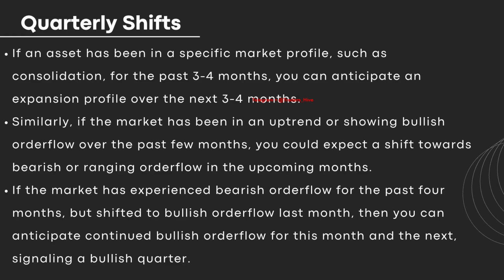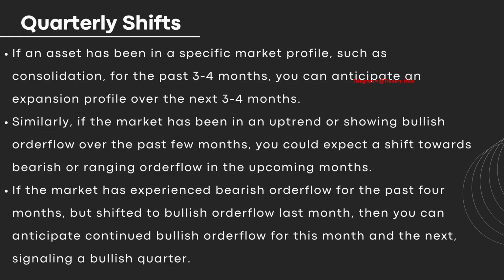You're going to make sure to use the basic fundamental principles of market profiles as well, right? And match it with key levels accordingly. Similarly, if the market has been moving in an uptrend or showing bullish order flow over the past few months, then based on that, we can expect a shift towards bearish or ranging order flow in the upcoming months, right? Because we know that according to quarterly shifts, more often than not, a market does not move in a specific profile or a specific order flow longer than 3 to 4 months, right? And after each 3 to 4 months, it always has these quarterly shifts in which it changes into other structures or other order flows, right?